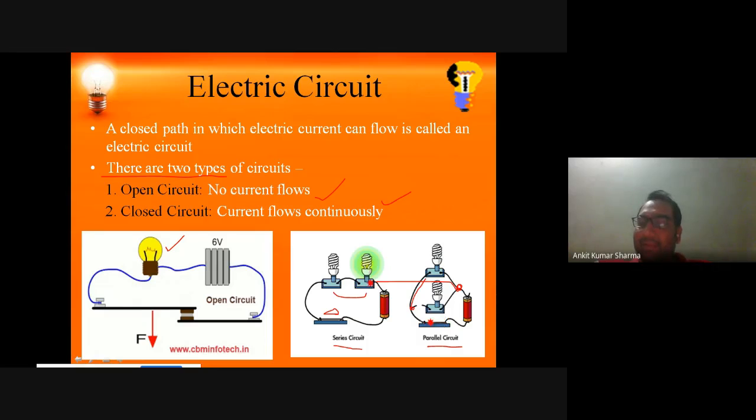In the case of parallel circuit, current is not the same. Half of the current is going through this line and the other half of the current is going through this line. Okay, so this is a series and parallel connection. This is an example of series and parallel connection.